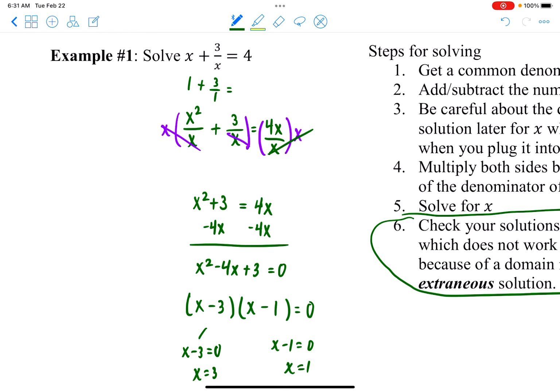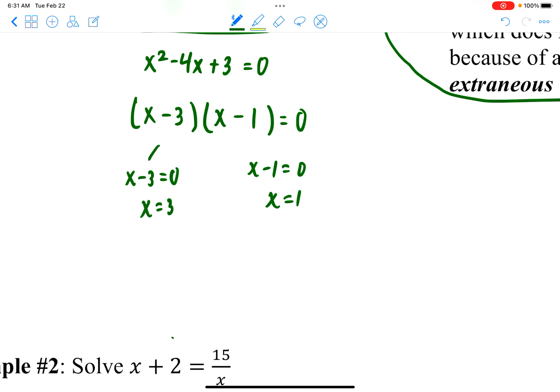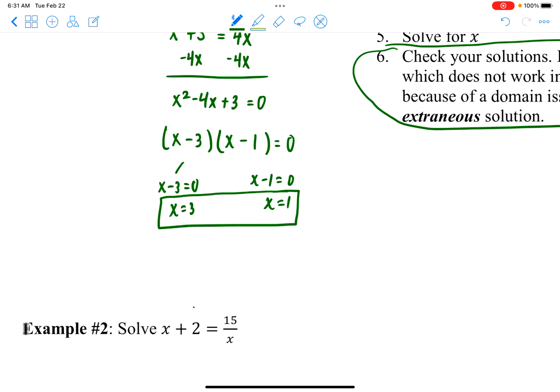Wherever we see an x, we're going to put a 1. Is 1 plus 3 over 1 actually equal to 4? It is. Okay, so both those solutions work. So we would say that the solutions here are x equals 3 and x equals 1. Okay, neither of them is extraneous.